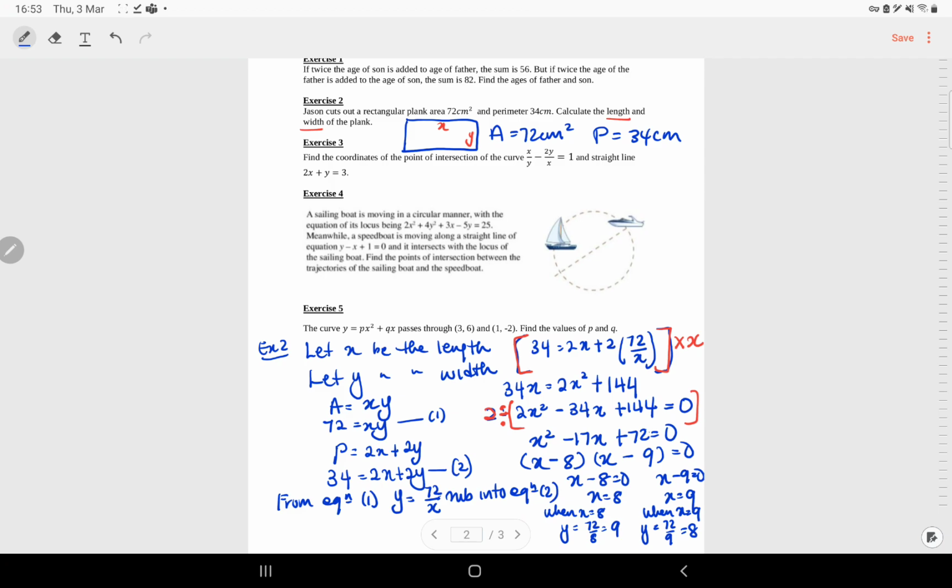So that information in this case were the area and perimeter. You know the formula for area and perimeter of a rectangle. You should be able to express it into an equation. Alright, so that's exercise 2.